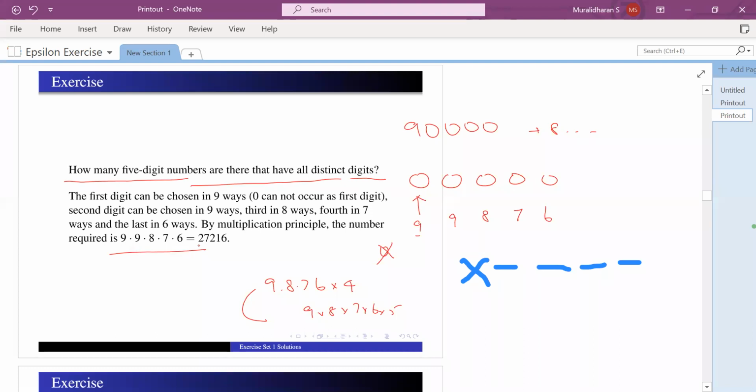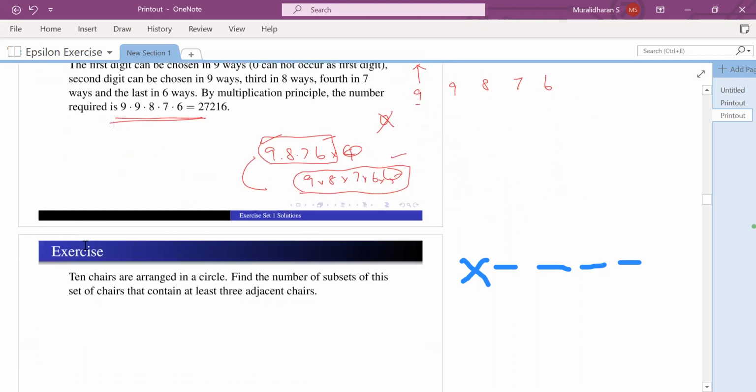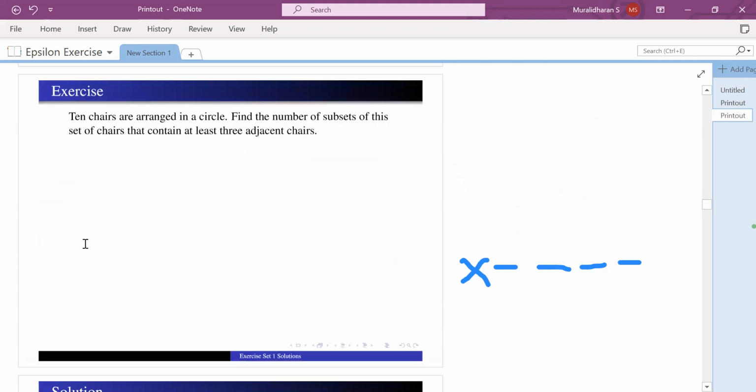Oh, I think I made an error with part B, sir. This is the zero case and this is the non-zero case. If I add these two, 9 into 8 into 7 into 6 is common, and 4 plus 5 is 9. So this is the same number. Yeah, I got something completely different.